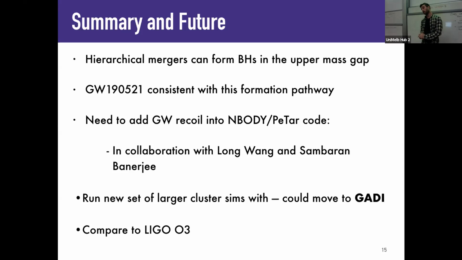But what I want to do in the future is include calculations of gravitational recoil on the fly in hopefully the new PETAR code, which is a new N-body code, quite a lot more efficient than the N-body code I've been using, which will hopefully allow for much larger simulations of around 1 million bodies, so realistically sized globular clusters with recoil calculated on the fly, so that we can better study these hierarchical mergers within dense star clusters, and then hopefully compare to O3 and O4 and so on. Thank you.